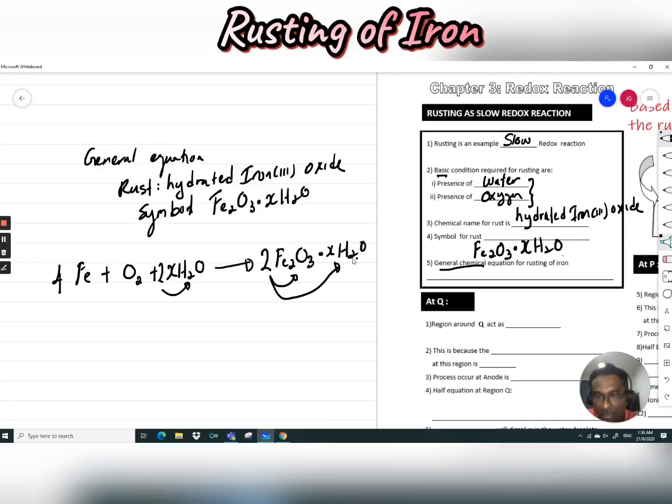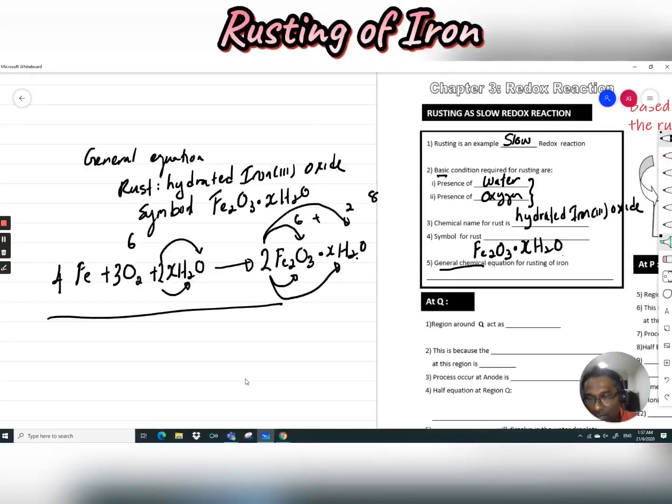The last part, we need to calculate oxygen. Oxygen 2 times 3, 6, and we times here 2, so the total will be 8 oxygen atoms. I already have 2 oxygen here, so I need 6 more. How to get 6 here? 3 times 2, 6. So this is the general equation for the rusting process.